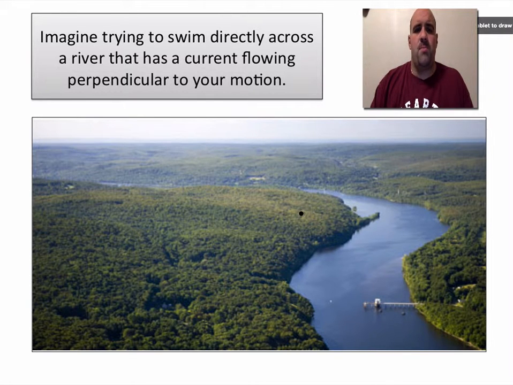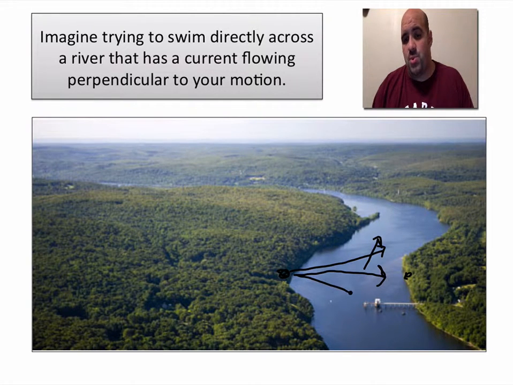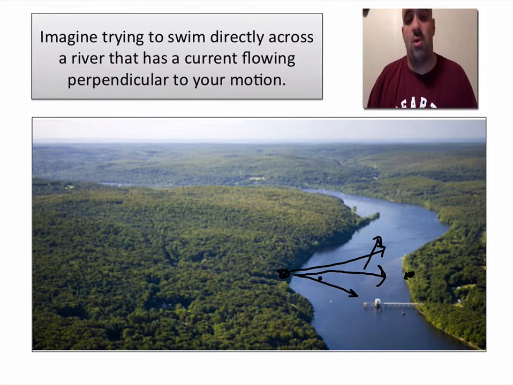And imagine trying to swim directly across a river that has a current flowing in a direction perpendicular to your motion. So you're trying to swim across the river from this point to this point, and the river is flowing in that direction. So you're not going to be able to swim directly across because the current's going to pull you down some. So if you wanted to get directly across the river, you would actually have to swim upstream a little bit. That way, as you swim a little bit this way, the current brings you down, you would reach your destination. And of course, depending on your speed, the rate at which you can swim, and the rate of the current will determine whether this is actually possible or not.